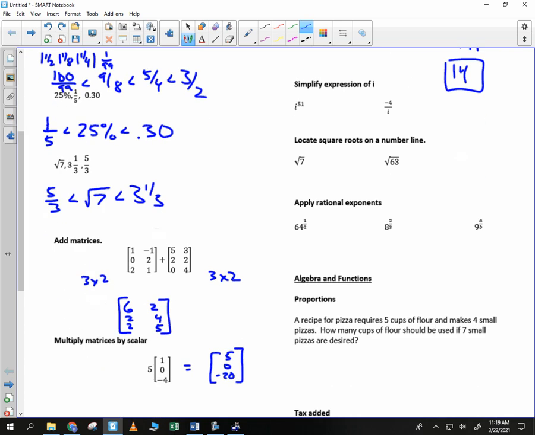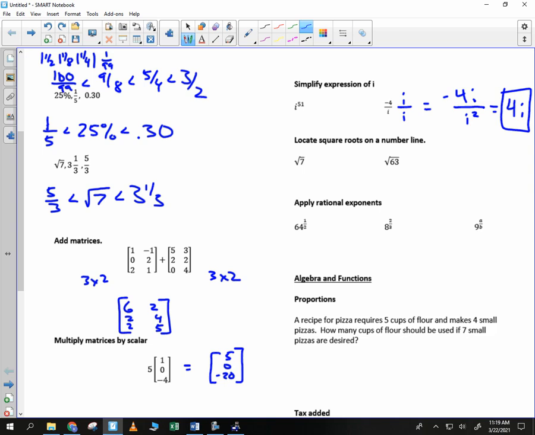Negative 4 divided by i. Suppose I have an i in the denominator. What do I do? Good. I multiply top and bottom by i. That will give me negative 4i over i squared. Again, what is i squared? And negative 4i divided by negative 1 will give me positive 4i.